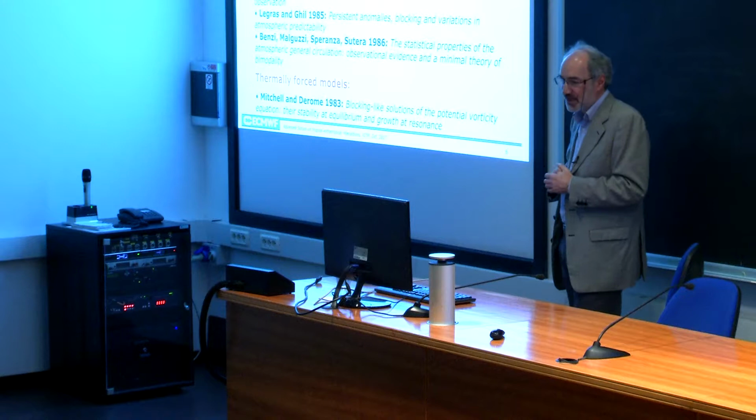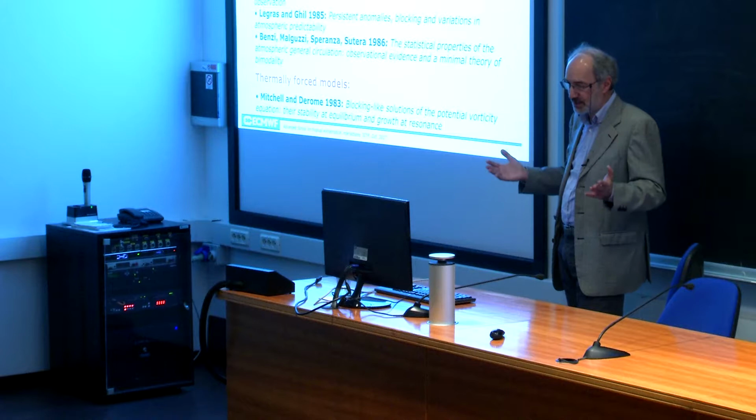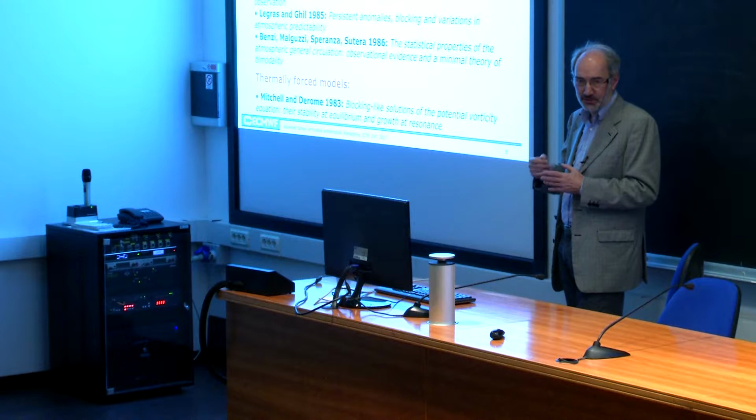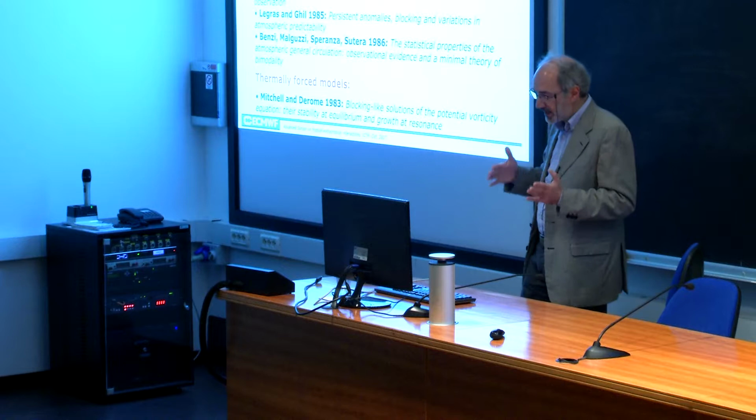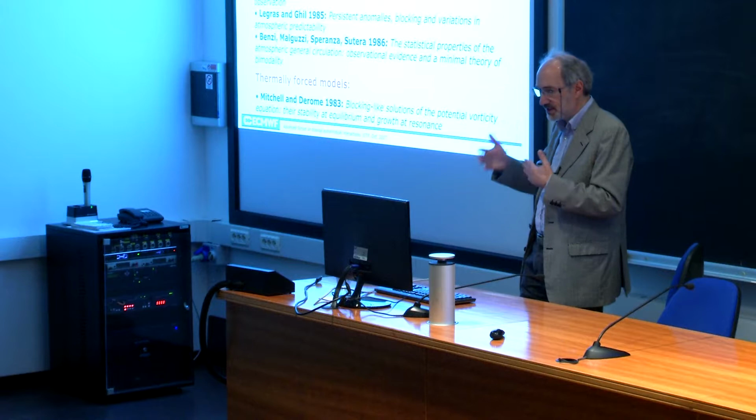Charney, Shukla, and Mo returned to barotropic theory, but they put many more degrees of freedom in the barotropic model. The Charney DeVore paper was based just on a reduction to 3 degrees of freedom. Legras and Ghil, again using a barotropic model with many degrees of freedom, in this case looked at the complex attractor, but with strong persistent states.